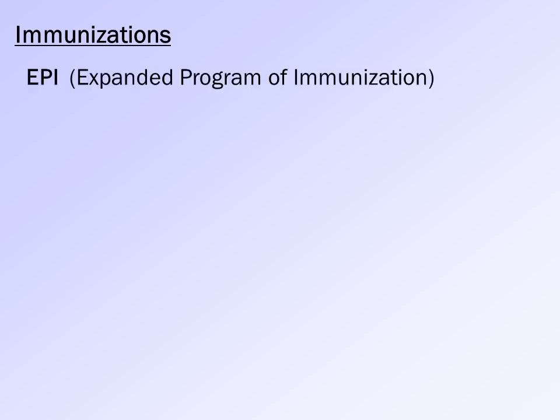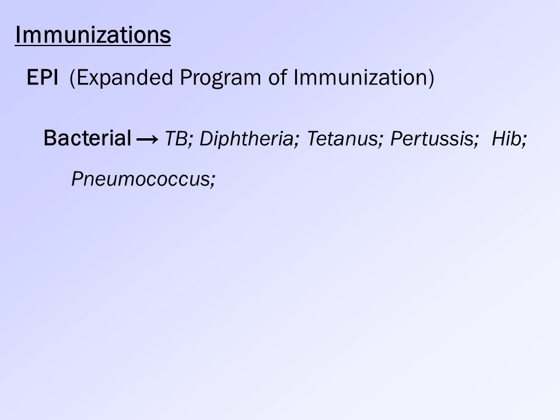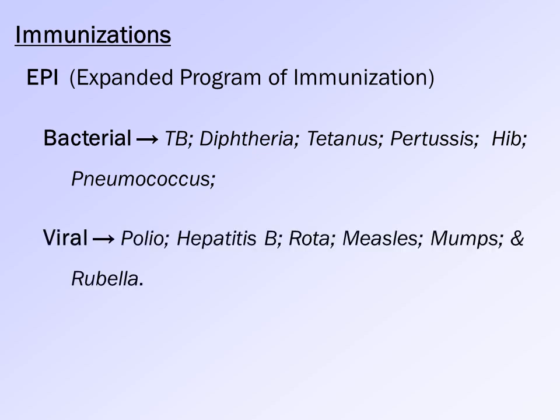Immunization. Here we have the expanded program of immunization, which is discussed in other lectures. In summary, it involves 12 diseases: 6 bacterial, which are TB, diphtheria, tetanus, pertussis, hemophilus, and pneumococcus, and 6 viral diseases. These are polio, hepatitis B, rotavirus, measles, mumps, and rubella.